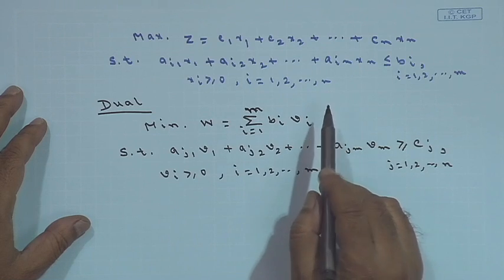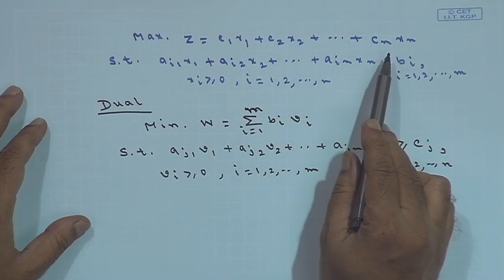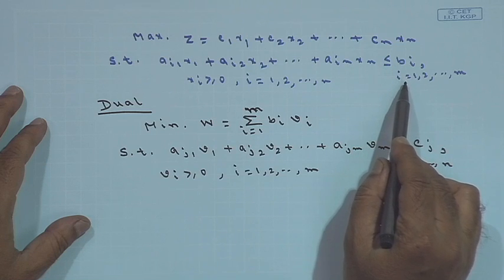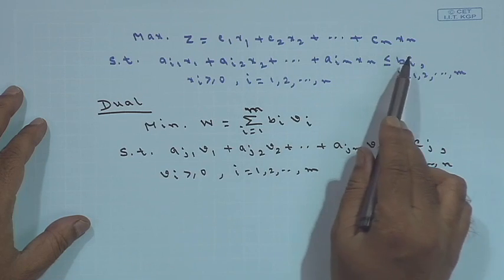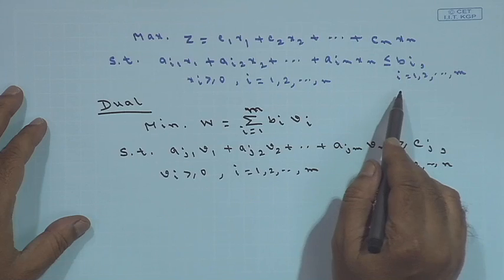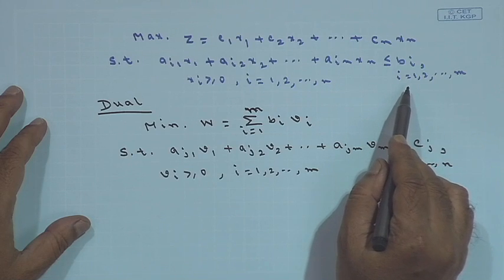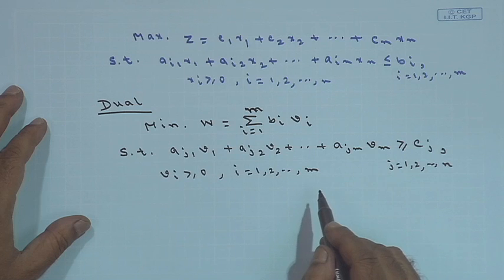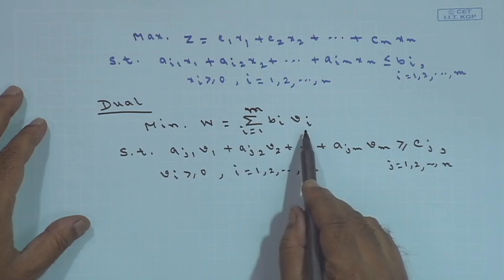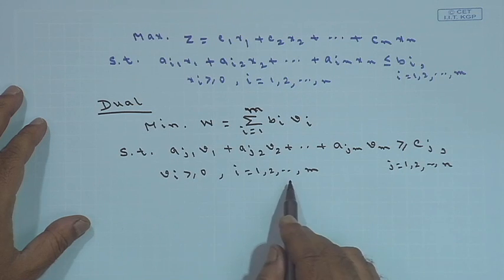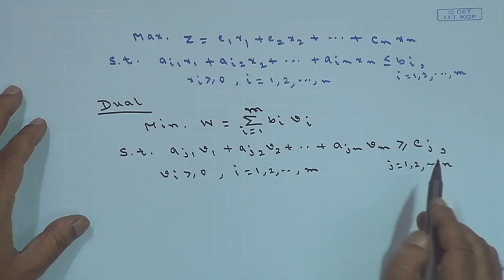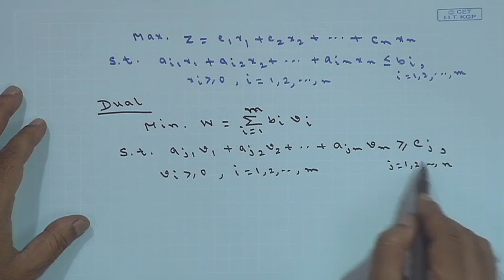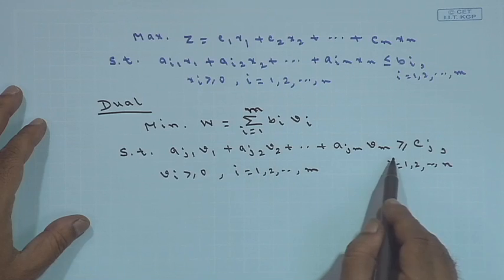So, in the original primal problem, you had n variables and m constraints. The n variables were x1, x2, xn. Since you have m constraints in the original problem, in the dual problem you will have m variables, which we are denoting as v1, v2, vm, and the number of constraints will be n. Here j is varying from 1 to n. So, subject to this one.